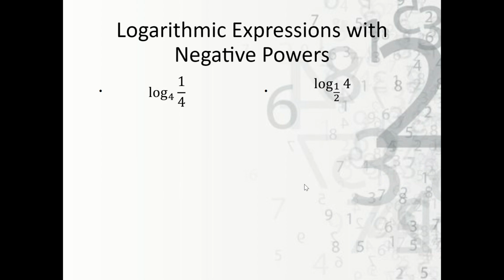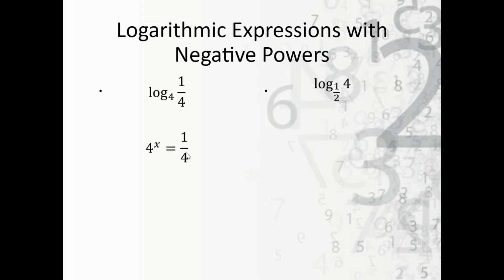Now what if we're using a negative power? In this case we have log base 4 of 1/4. Well, we can see we went from an integer to a fraction. Anytime we do that, that means we have to have a negative power. So what we're really saying here is 4 to the x equals 1/4. Notice we went from an integer to a fraction, so we need to use a negative power.